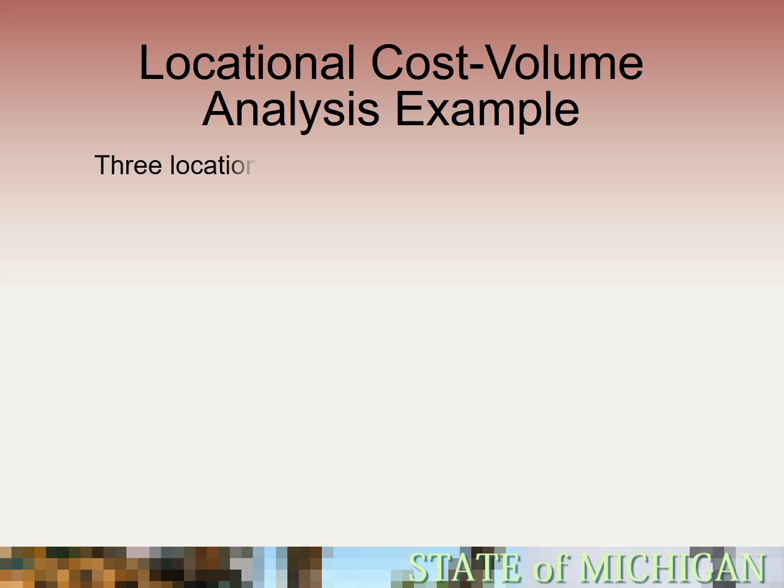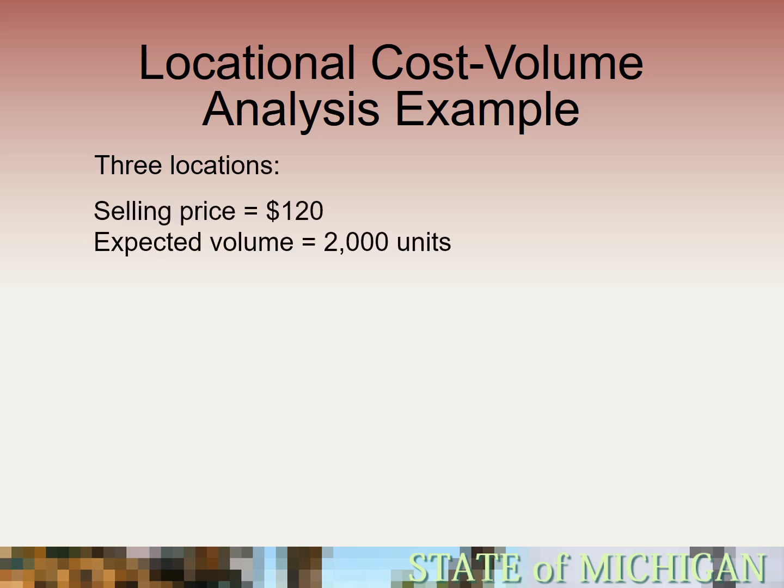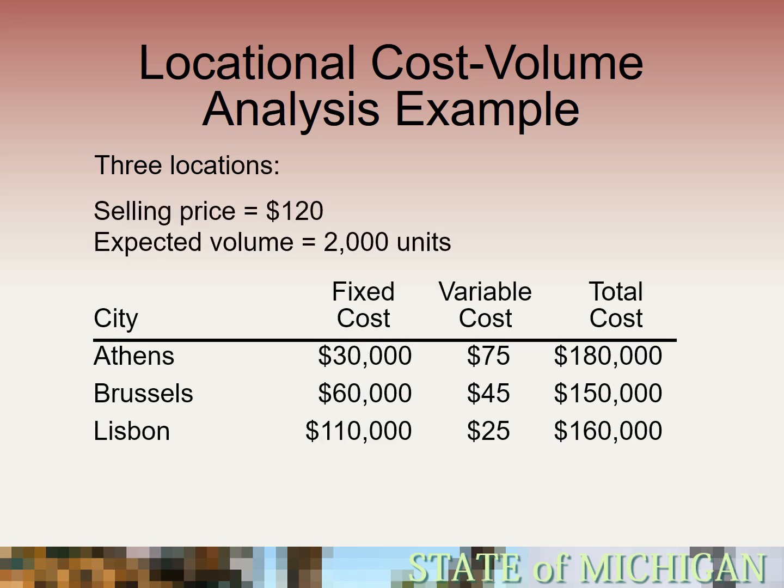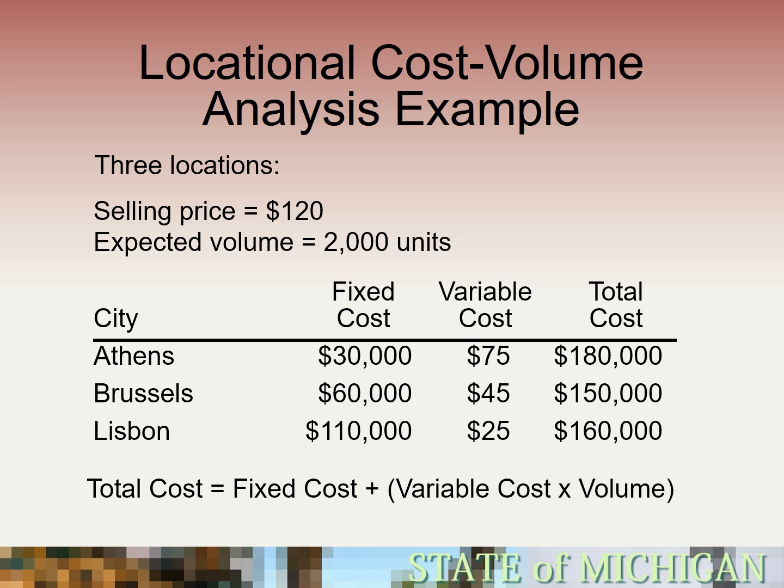So again, an example. 3 locations. Selling price is $120. Expected volume is 2,000 units. In Athens, we have a fixed cost of $30,000, a variable cost of $75, the total cost being $180,000. Brussels has a fixed cost of $60,000, but a $45 variable cost, and thus the total cost of $150,000. Lisbon has $110,000 fixed cost, but a lower variable cost of $25, giving a total cost of $160,000.